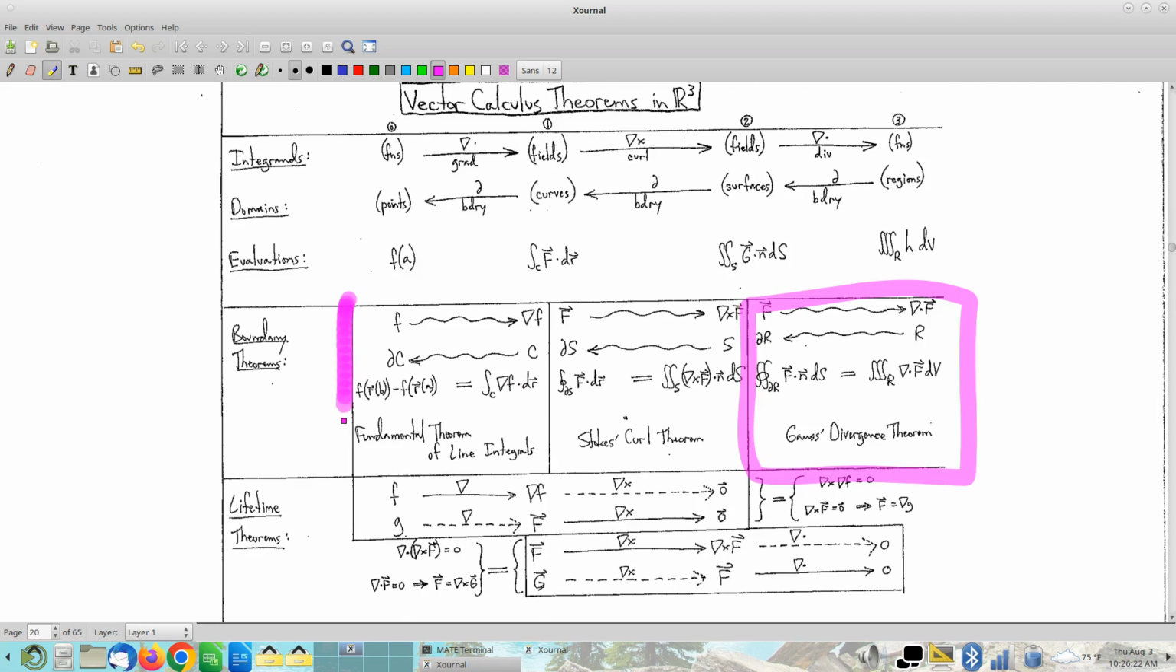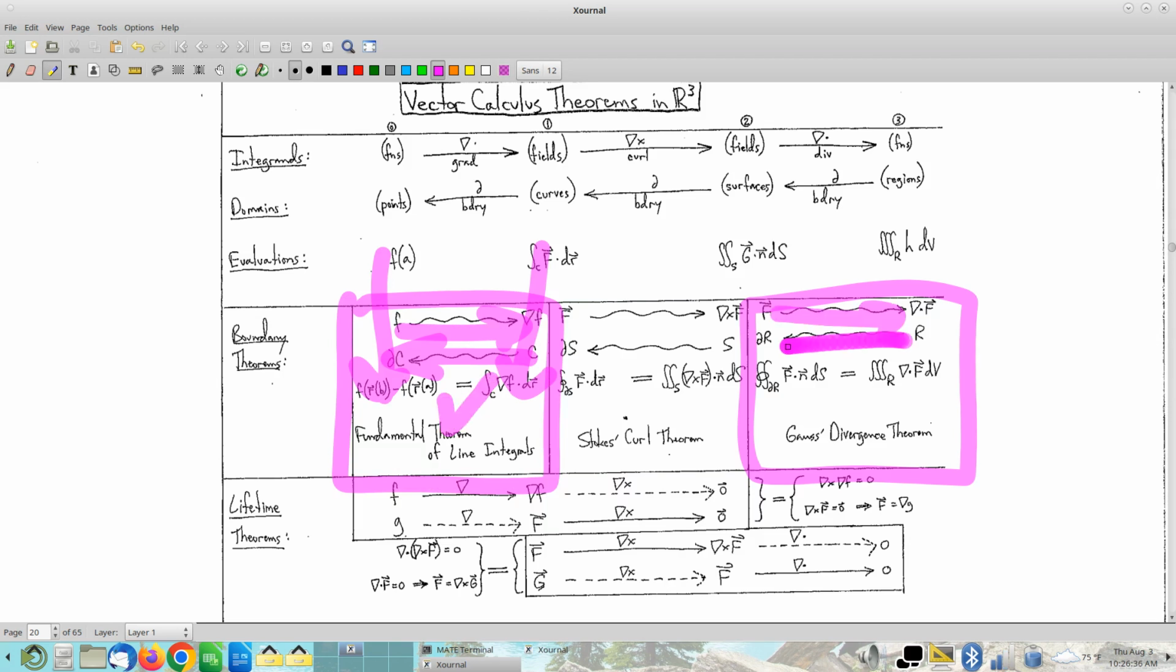Notice that it has the same structure as the fundamental theorem of line integrals in the sense that right, left, evaluate on both sides, you get the same thing. And likewise over here, right, left, evaluate on both sides, you get the same thing. So diagrammatically, Gauss's divergence theorem and the fundamental theorem of line integrals are the exact same thing, just different details, different context, but morally equivalent. So that said, we are now looking at Stokes's curl theorem.